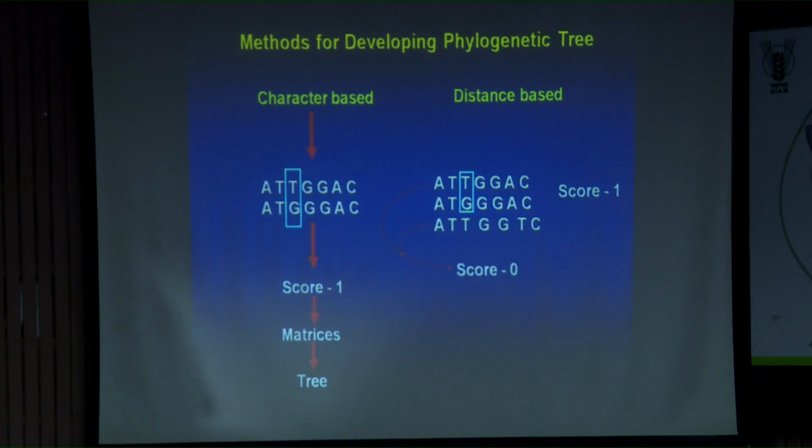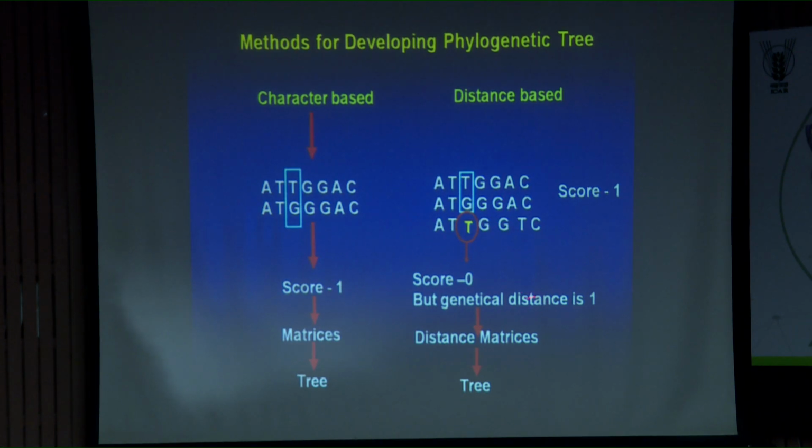Now, there is the distance based method. Suppose you are analyzing two sequences, there is a T and a G, and you are taking another sequence where it is again T. So, T and G, and here it is T. You may think that this T and this T are the same, so there is a score of 0 because they are the same, but in the other case the score is 1. But it may happen that, instead of T, earlier it was G, and in the next generation, due to mutation, it reverted back to T, a back mutation. So, here the score is 0, but there is a genetic distance.